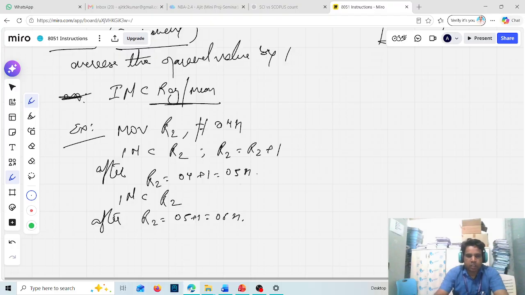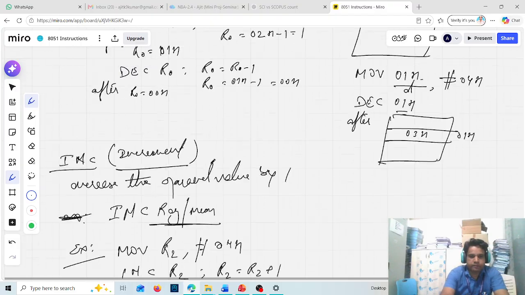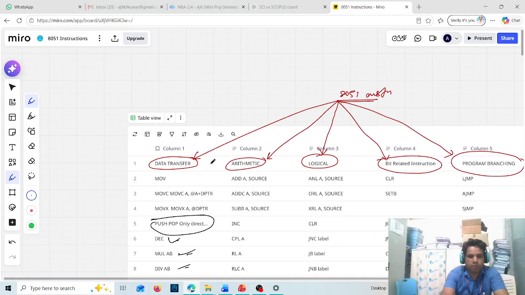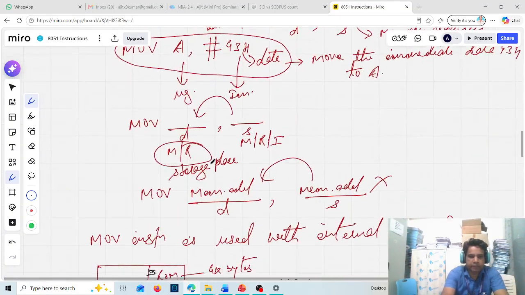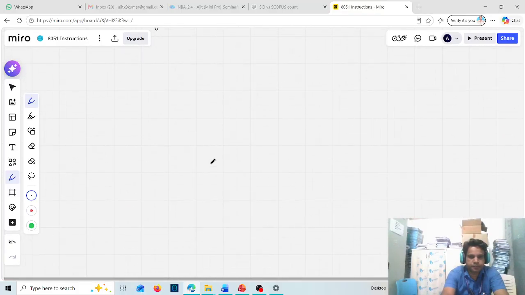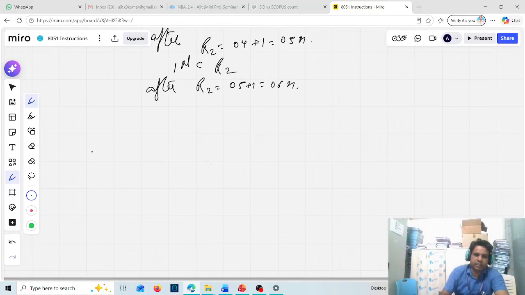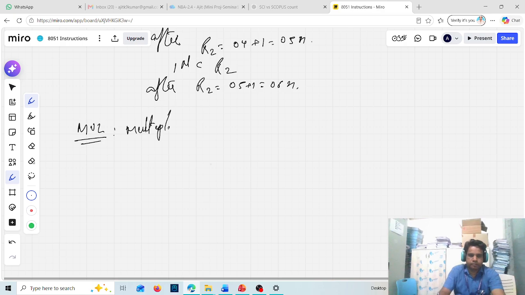Then we have another instruction, that is multiplication and division, MUL AB and DIV AB. Actually MUL should have been in the arithmetic instructions, but anyway, let us try to understand this MUL. MUL means multiplication. It is used to multiply two numbers.